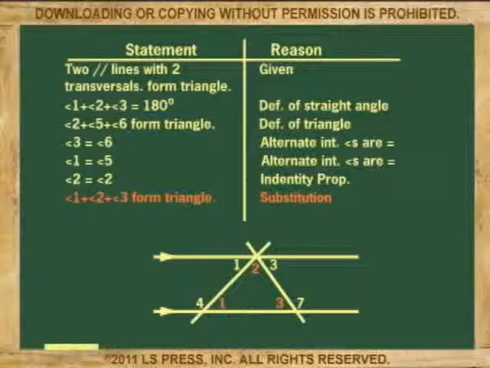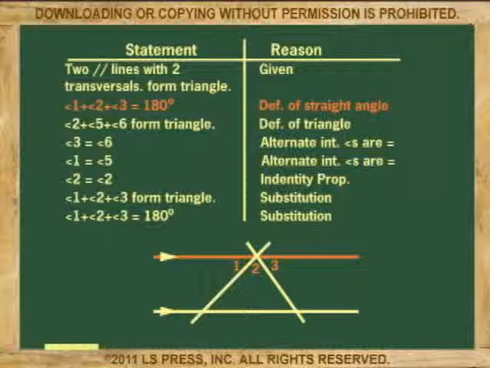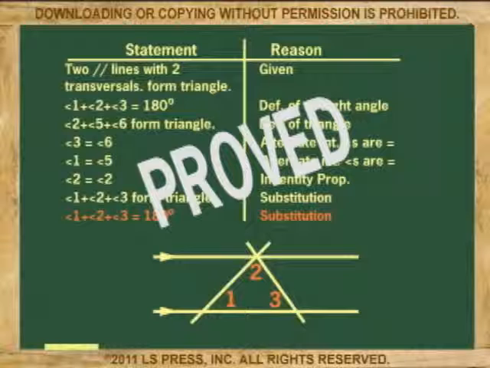Finally, we establish the link between line and triangle by making the actual substitution and call angle 1 plus angle 2 plus angle 3 180 degrees. But now not as part of a straight angle, but as part of a triangle. There. Done. A formal proof.